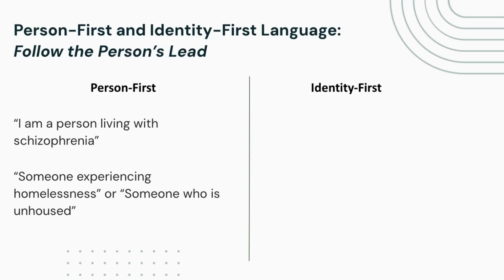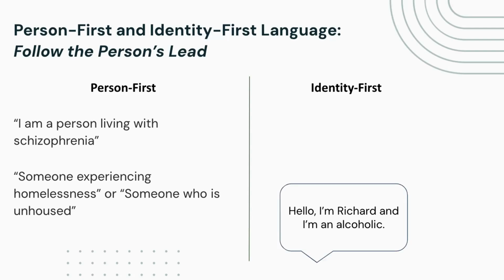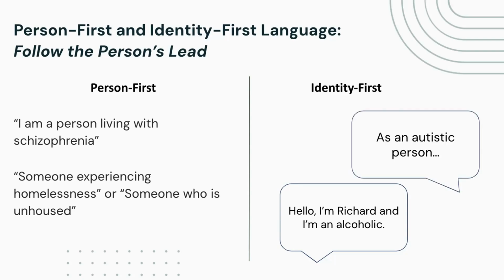Identity-first language is a way of referring to people that emphasizes a core part of their identity, such as a disability. For example, a person might say, I'm an alcoholic, or they might say, as an autistic person. Primarily, we want to follow the person's own language and respect that they should be referred to in the ways that work for them.